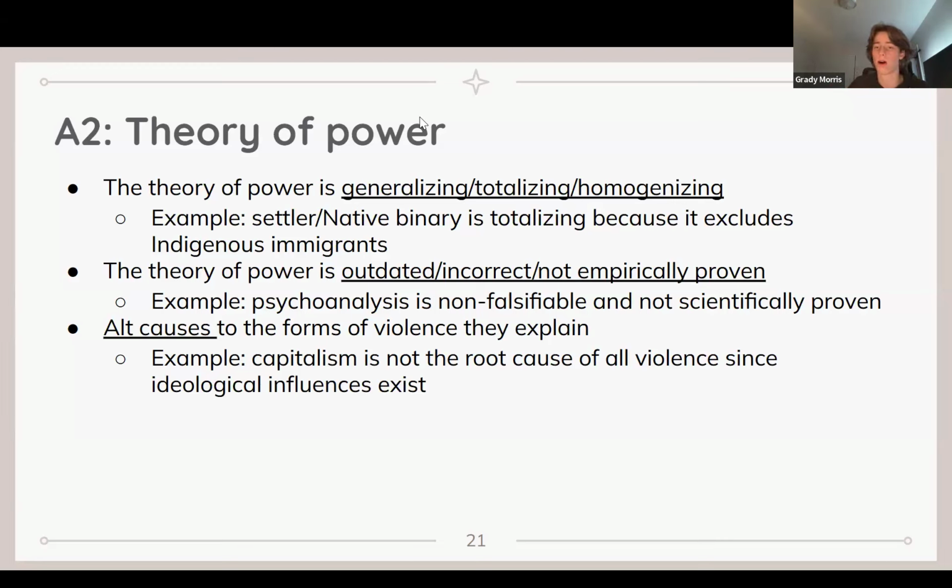Or you could say that there are alt causes to the forms of violence that the negative explains. For example, capitalism is not the root cause of all violence since ideological influences exist, i.e. capitalism cannot explain why people are biased towards certain skin tones or why racism can happen, not in order to gain capital, but purely out of the fact that racism happens aside from being able to gain capital.